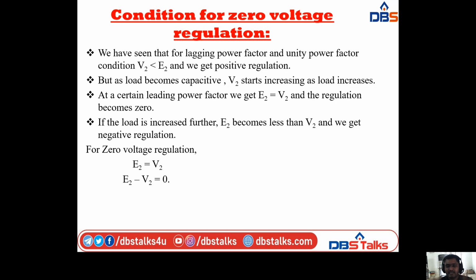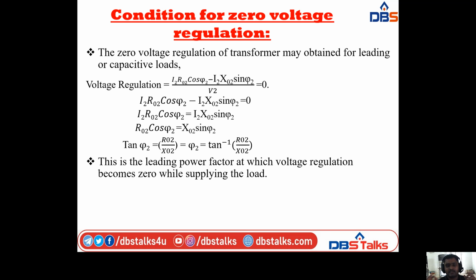So for zero voltage regulation, E2 is equal to V2, and we rewrite this equation as E2 minus V2 equal to 0. And next, the zero voltage regulation of a transformer may be obtained for leading or capacitive loads. That is, voltage regulation is equal to I2 R0 cos phi 2 minus I2 X0 sin phi 2 by V2. Why I am taking minus is, here I am considering leading power factor or capacitive load. So the voltage regulation is I2 R0 cos phi 2 minus I2 X0 sin phi 2 by V2, that is equal to 0.